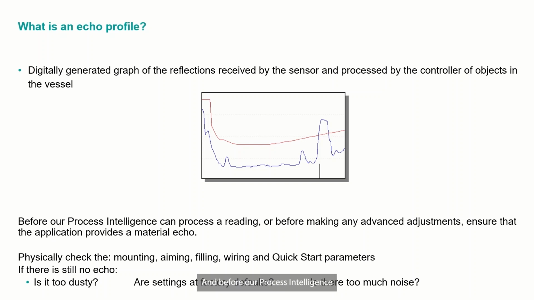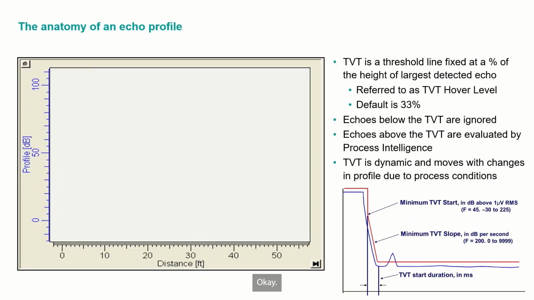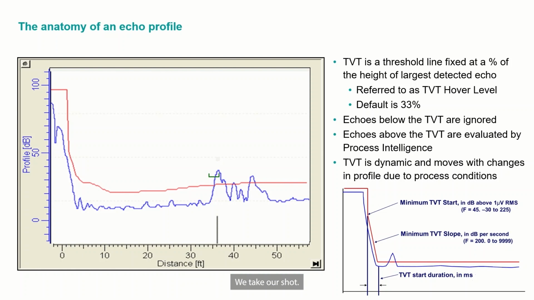Before our process intelligence can process a reading, or before making any adjustments, ensure that the application provides a material echo. That's the most important thing. Physically check mounting, aiming, where the fill pipes are, your wiring, all your quick start parameters, and double check: is it too dusty, or is there a bunch of foam or agitation happening at the time of setup? Are the settings at the factory defaults? Is there external noise? Make sure all of those things are under control before you do any of your fine tuning.